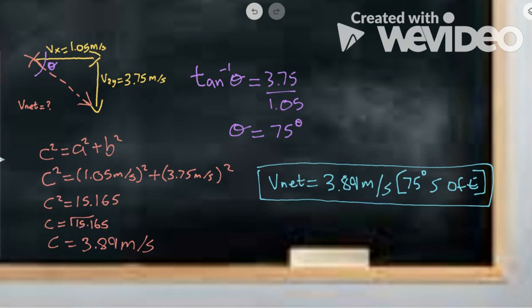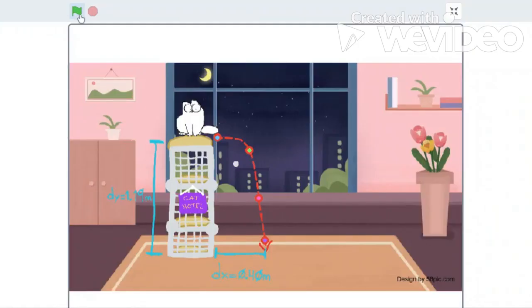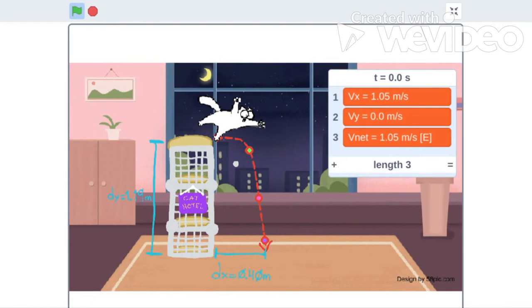We were able to repeat this process to find the velocity of several other points along his trajectory. In this simulation, you can observe his vector values along his trajectory. During his first point, he has a Vx of 1.05 meters per second, a Vy of 0.00 meters per second, and a net velocity of 1.05 meters per second east.